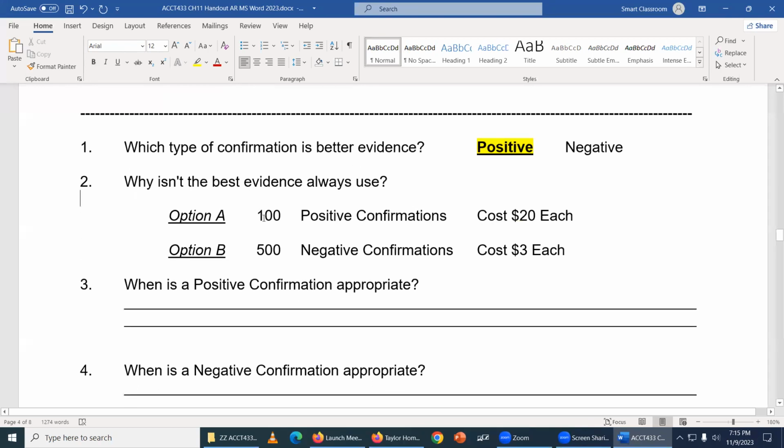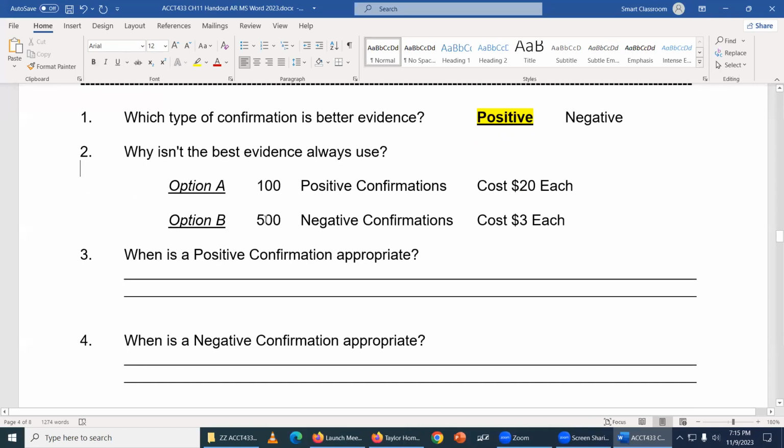Number 2 is why the best evidence is not always used. And part of it is the expense. So let's say that we have 2 options for testing something, A and B, and we're equally happy. We have 100 positive confirmations, at a cost of $20 each. Now, if we do negative confirmations, it's not good evidence, so we have to have more of them, and they'll cost $3 each on average. So which one do we choose?